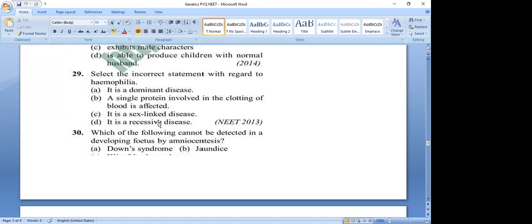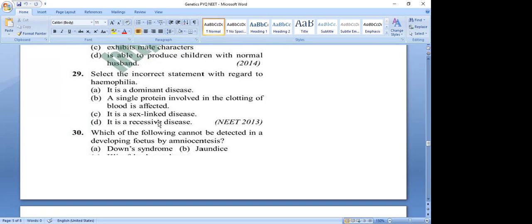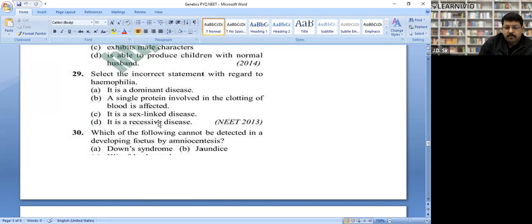So it's option A. Yeah, it is a dominant disease. Like that's false. Select the incorrect decision with regard to hemophilia. That's dominant disease. Hemophilia, dominant.